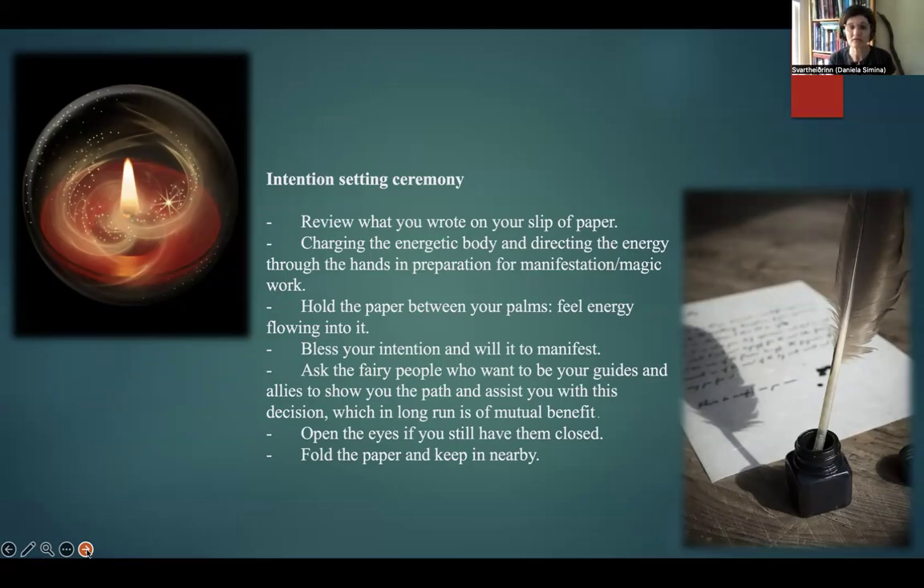Intention setting moment. Now take a moment to review what you wrote on your piece of paper.